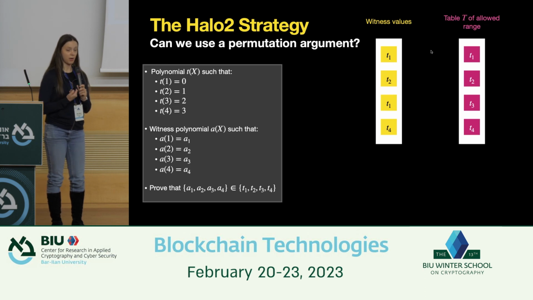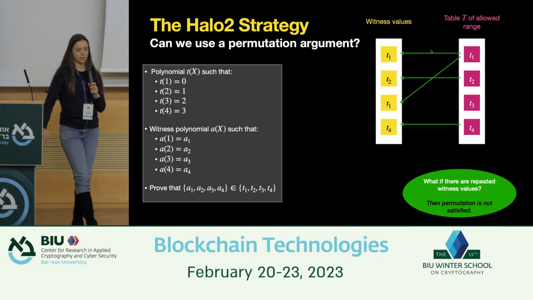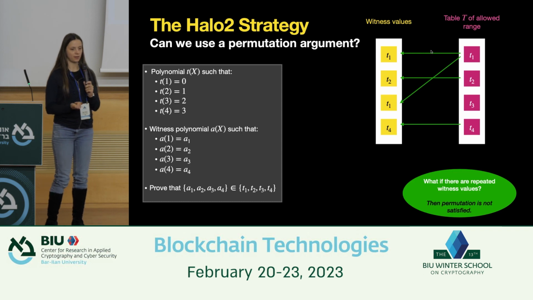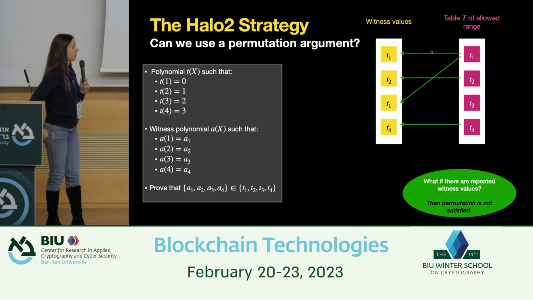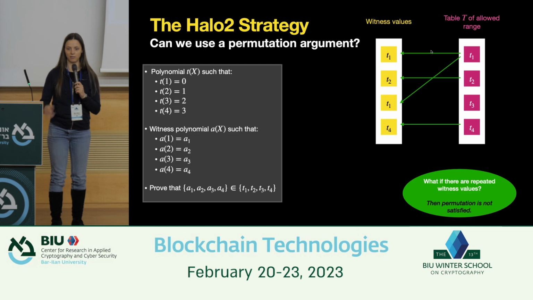If we instead have a permutation argument, this does give us more flexibility. In particular, we can say that A1 is either equal to T1 or T3. But we're going to have a situation if any points in the table are repeated in our witness. And so in this example here, we have that both A1 and A3 take on the same value T1. So when we do our permutation, we actually have that T1, T2, T1, T4 is not a permutation of T1, T2, T3, T4. So again, we're not going to be able to prove a valid statement.